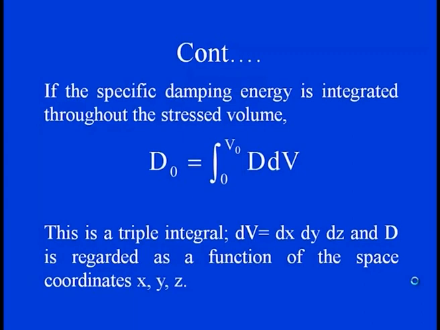So, D0 is nothing but the volume integral from 0 to V0 of d into dV. Since it is a volume integral, it is certainly a triple integral with dx, dy and dz, the changes in all three directions, and d is a function of x, y, z, because this is the specific damping and we know that it can vary in all three x, y, z directions. So, if we are going with the total damping, then we need to evaluate the variation of the specific damping in all three directions and compute it altogether.